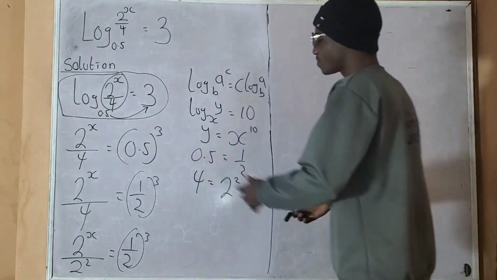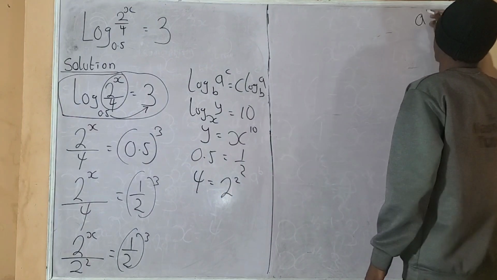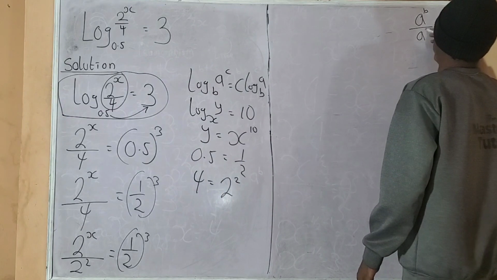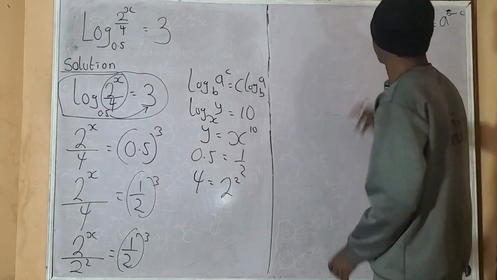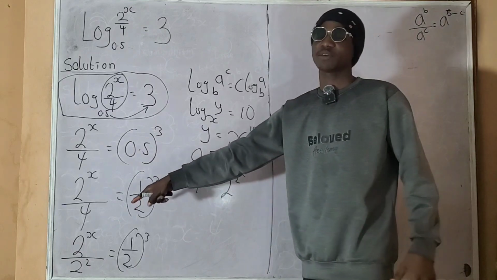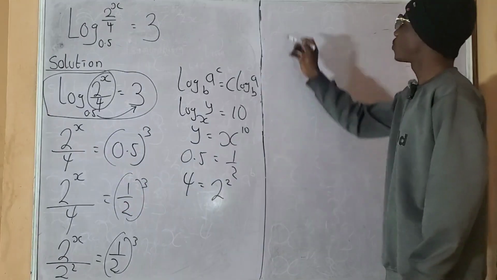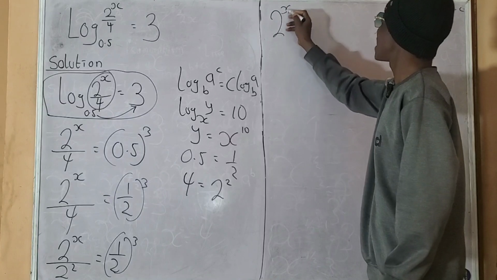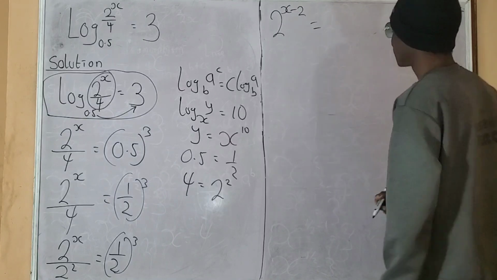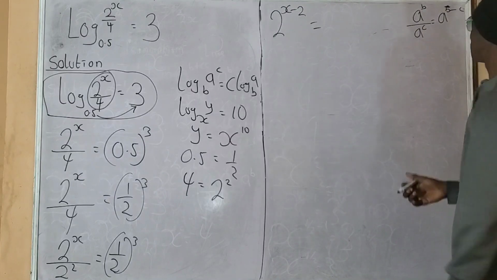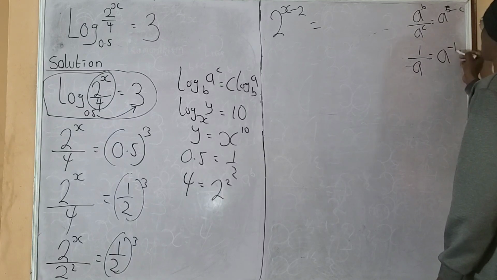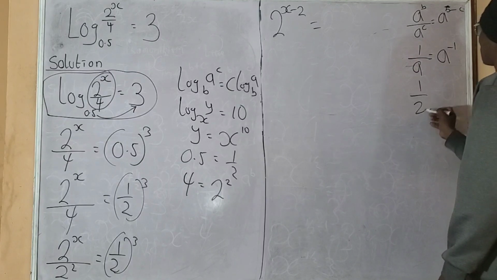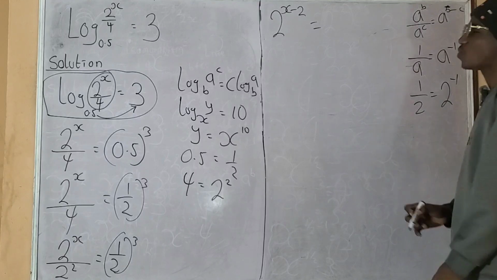When you get to this point, recall that a raised to the power of b divided by a raised to the power of c can be written as a raised to the power of b minus c, law of exponents. This law, we are going to apply to the left-hand side of the equation. So we are going to have 2 raised to the power of x minus 2 equals to, at the right-hand side of the equation, if you have 1 over a, this can be written as a raised to the power of negative 1. That means that 1 over 2 can be written as 2 raised to the power of negative 1.